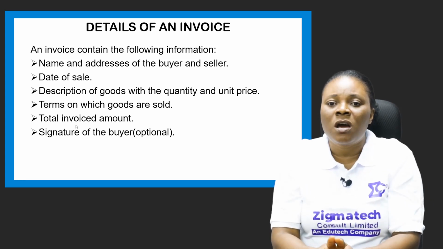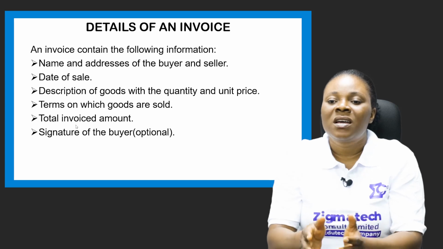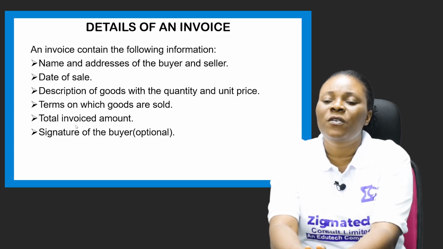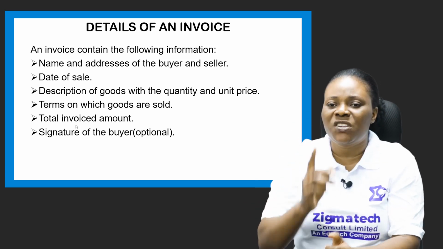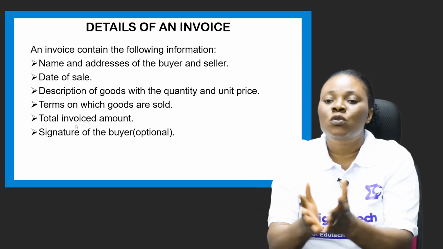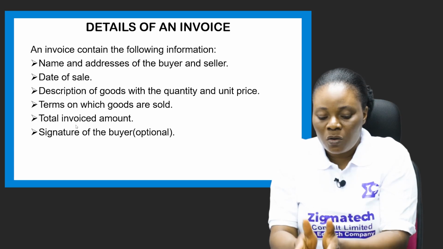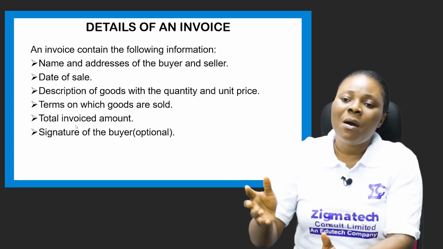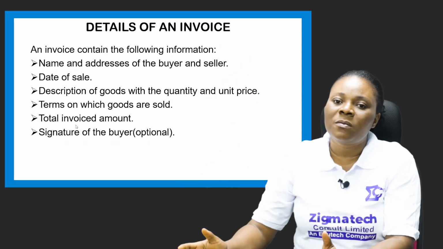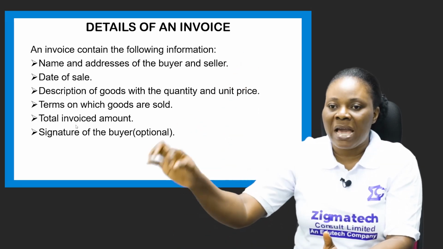The description column, you have what? Television set. Then you have a column for unit price. That means how much will be paid for one television set? Let's say 200,000. So on the unit column, you have what? 200,000. Then you now have another column for the total price.